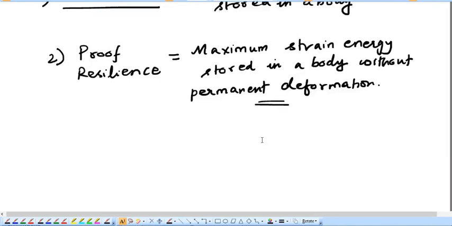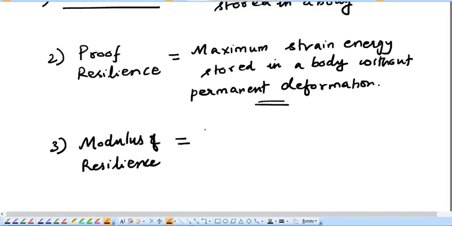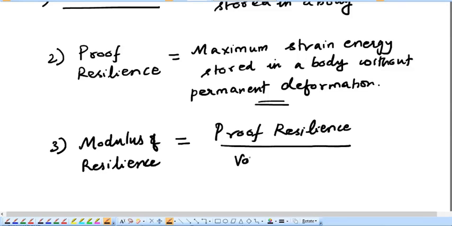Next is the modulus of resilience. The modulus of resilience is the ratio of proof resilience divided by the volume of the body. So what is proof resilience? Proof resilience is the maximum strain energy stored in your body without plastic deformation. So without plastic deformation means it is up to the elastic limit.